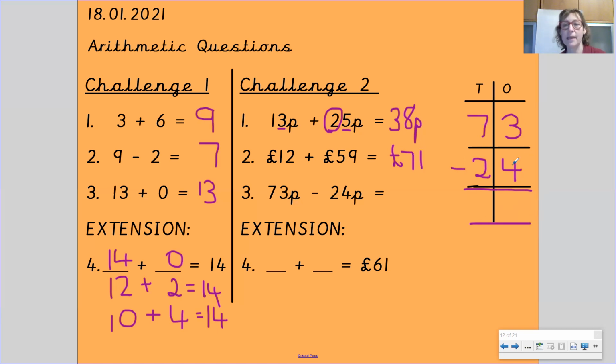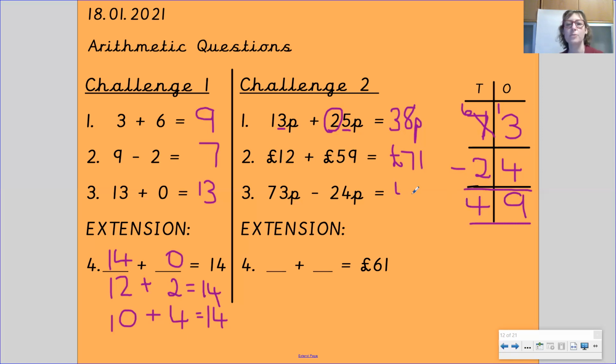So 3 take away 4 I can't do. So what I'm going to do with this 70 is I'm going to split it into 60 and 10. So I'm going to put the 60 on this side and the 10 on this side. Whoops, that's supposed to cross through. So I've now got 60, 73. So I've still got 73, but instead of having 70 and 3, I've got 60 and 13. So now I can do 13 take away 4. 13, 12, 11, 10, 9. And I can do 6 take away 2, 6, 5, 4.